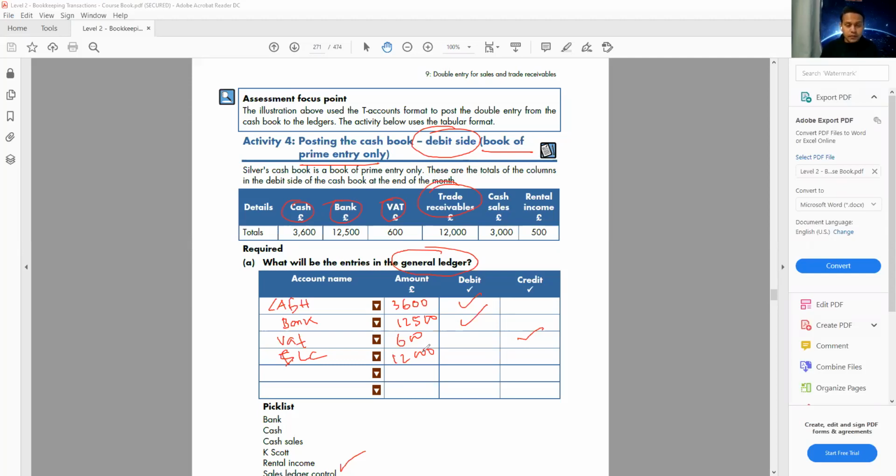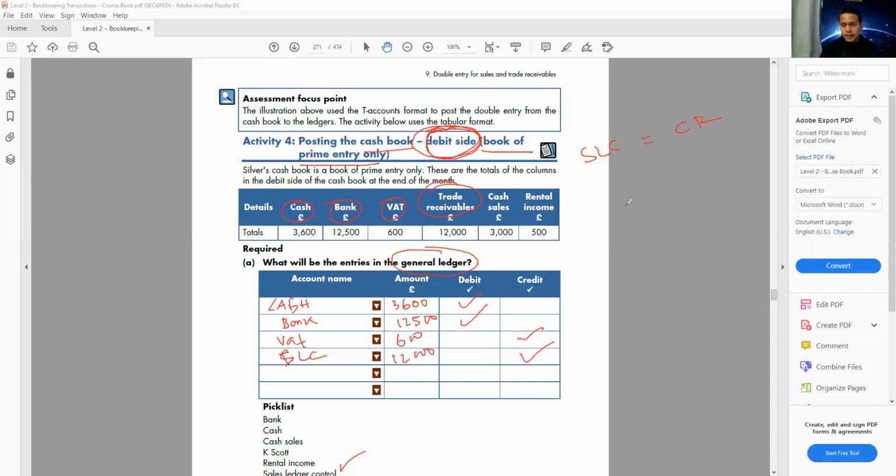Remember, if we take the information from the cash book debit side, your sales ledger control will be credit. Normally, sales ledger control is always debit. But when you're posting from the cash book, remember that time sales ledger control will be credit. I'll tell you why.